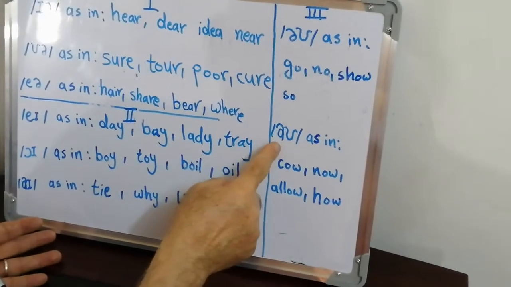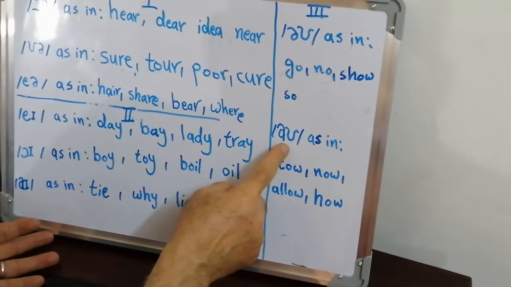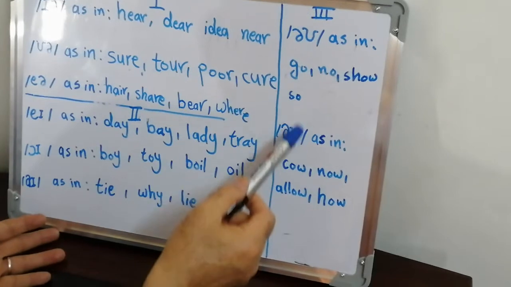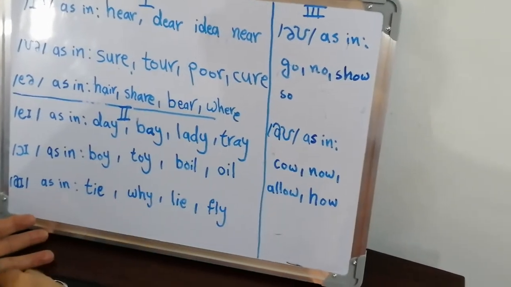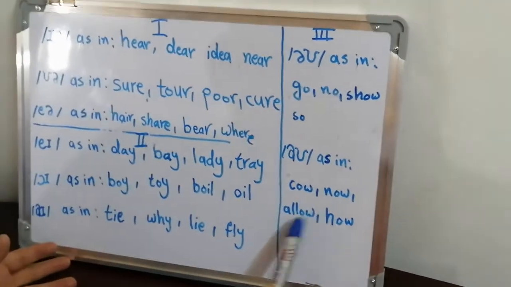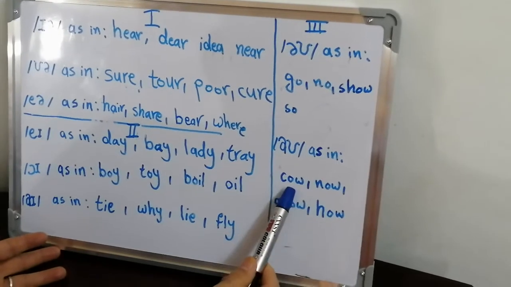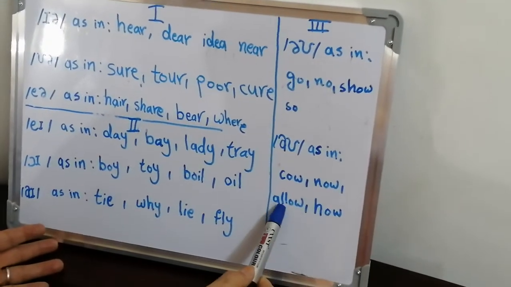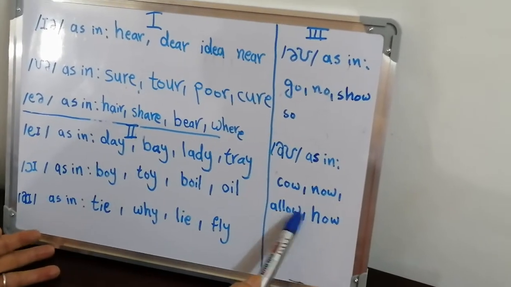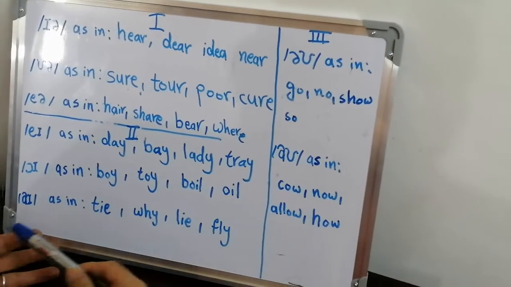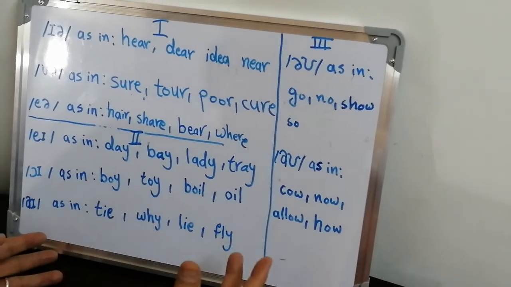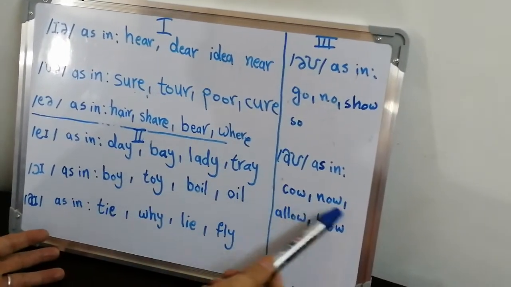The last one in this group that ends in "oo" is this vowel sound. It is pronounced as "ow," as in cow, now, allow, how. These two letters, O-W, show you that this vowel sound, "ow," is found in these words.